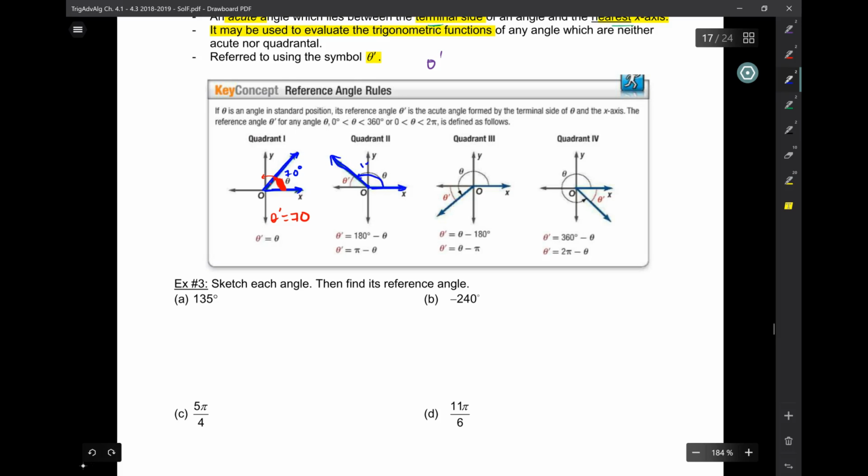It would be 60, right? So this is the angle. The reference angle is between the terminal side and the nearest x-axis. Again, I could either go left to the x-axis or right. I always take the closer path.